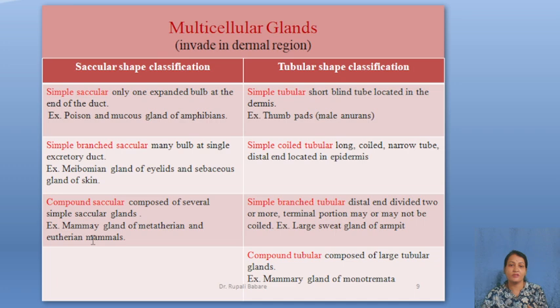This is all about the classification of multicellular glands on the basis of saccular shape. Then the second is the tubular shape classification of multicellular glands.